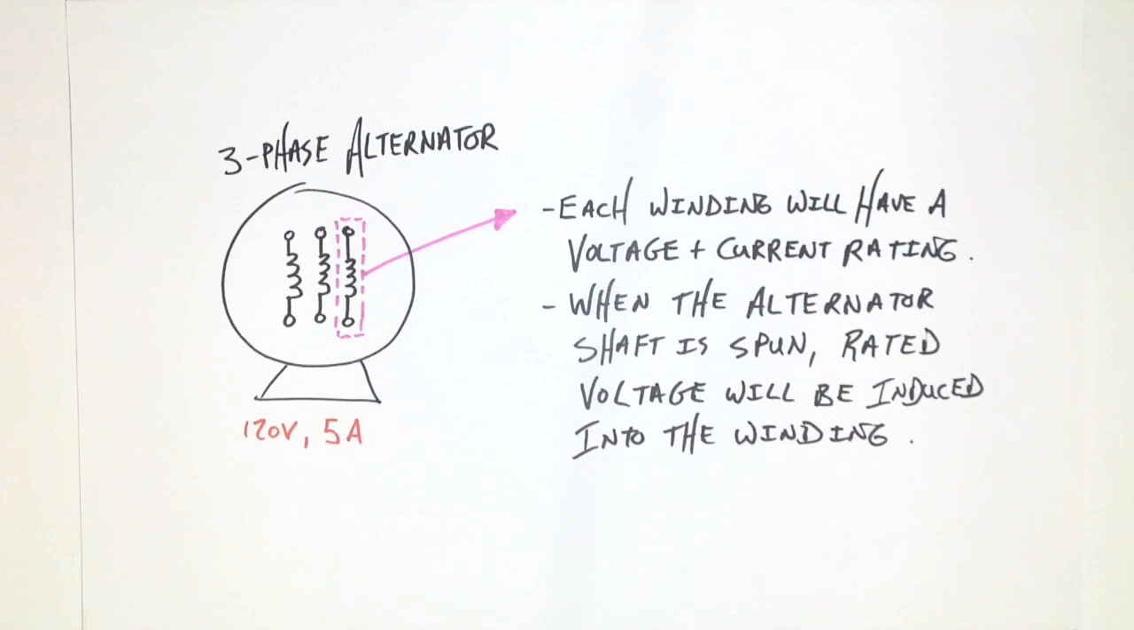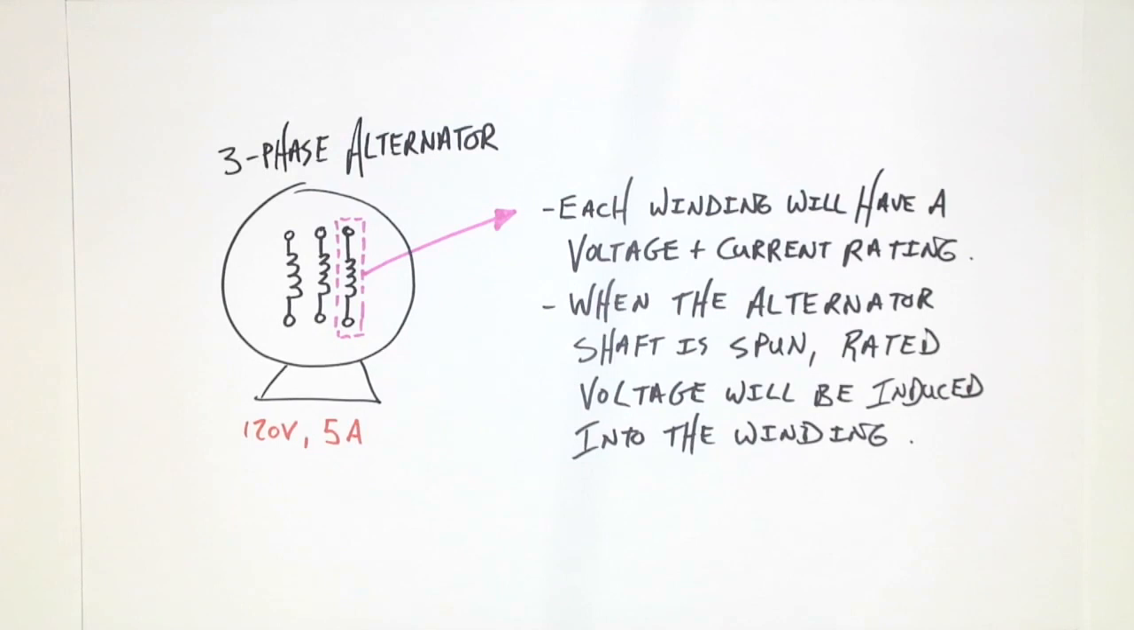Now, it's important to realize that when the alternator shaft is spun, rated voltage will be induced into the winding, and the current rating that's given on the machine is the absolute maximum it can possibly supply. You cannot get more in this particular situation. You cannot get more than 5 amps out of each one of those individual windings. And so that's an important aspect to keep in mind.